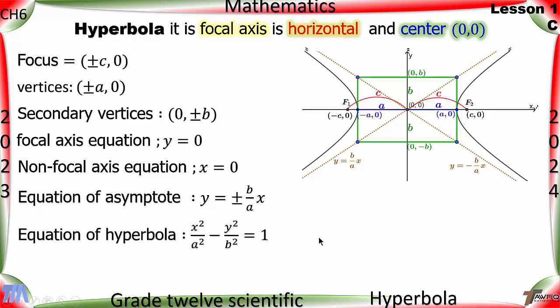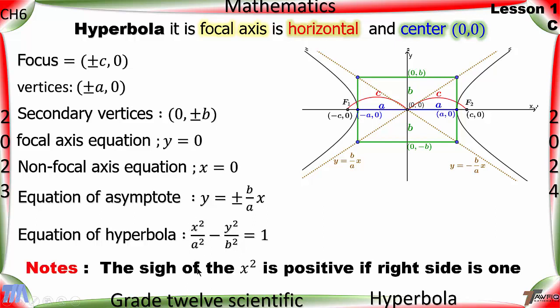And the equation of this hyperbola is x squared over a squared minus y squared over b squared equals 1. Every time the right side is positive, the x squared term is positive too. If the focal axis is horizontal, the sign of x squared is positive if the right side is 1.